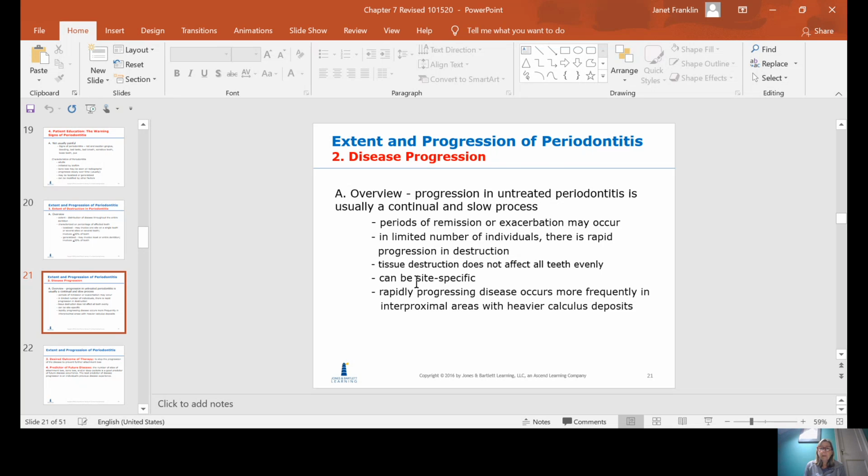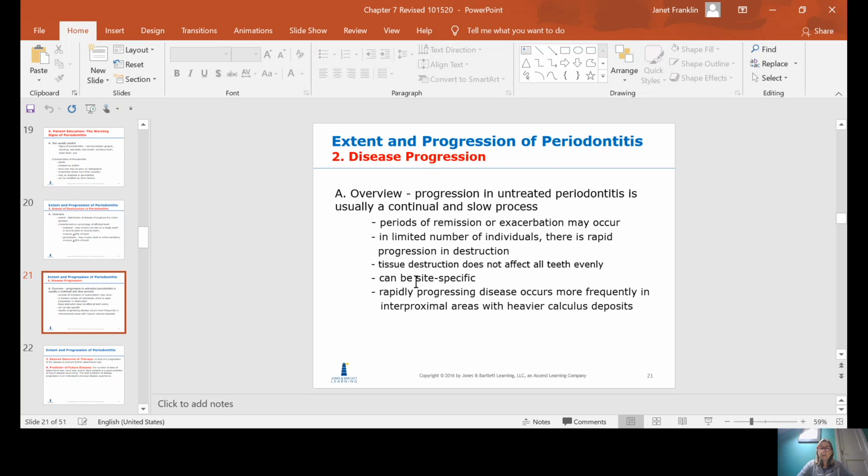It goes through periods of remission or exacerbation that may occur. So when we say it progresses slowly, it can have periods where it goes into remission, so it doesn't continue to progress. It's on an upward curve, and it flatlines. And then exacerbation, so then it curves back up. So it starts to recur again.